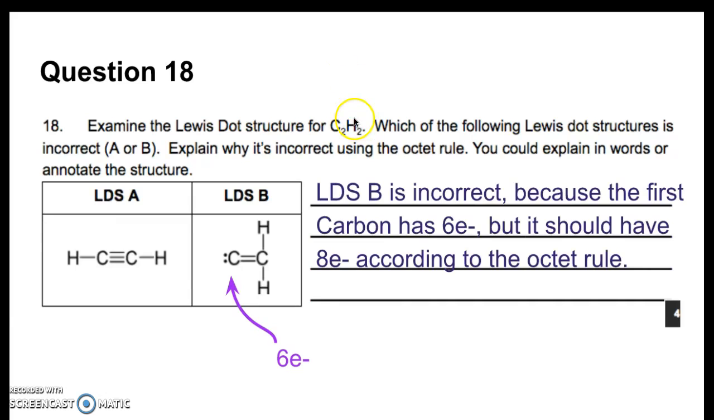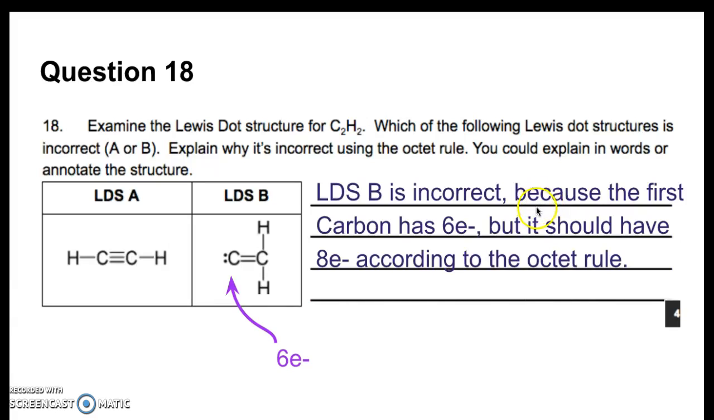For question 18, you're asked to examine the Lewis dot structure for C2H2 and which of the following Lewis dot structures is incorrect. Explain why it's incorrect using the octet rule. So here you would receive a half point for describing which of the following Lewis dot structures is incorrect. If you selected the correct one, if you said, oh, Lewis dot structure A is correct, you didn't get half points. You lost a half point for that because you didn't read the question correctly. So an exemplar response would be Lewis dot structure B is incorrect because, okay, so now you've identified Lewis dot structure B is incorrect, so that's your first half point.